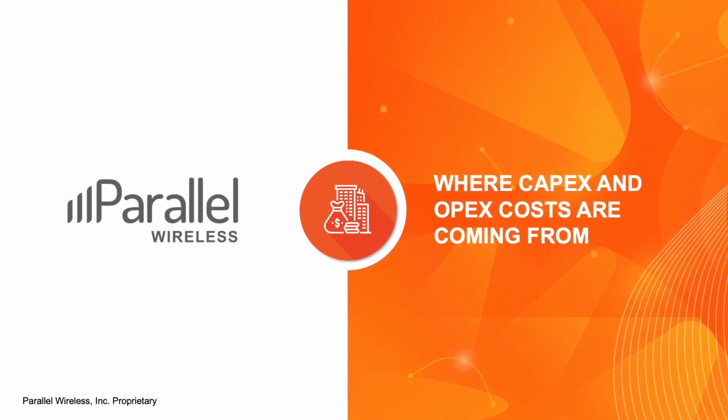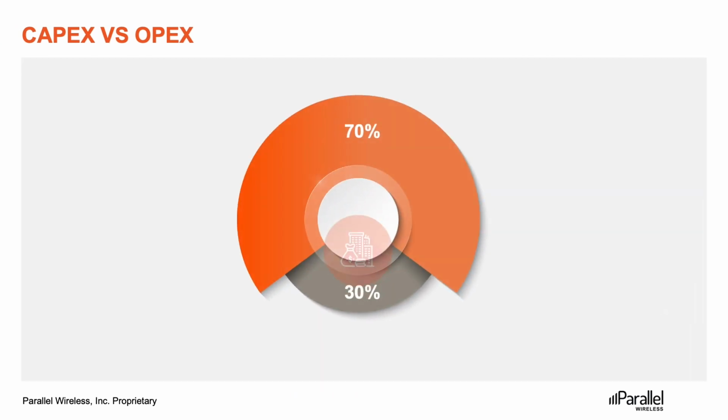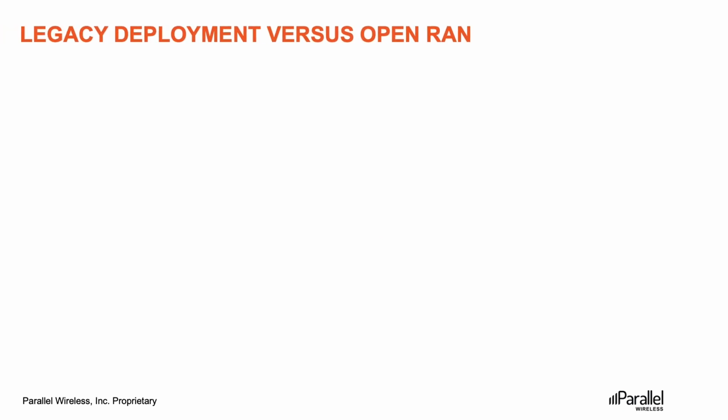Let's discuss a little bit about where CAPEX and OpEx costs are coming from. If we look at the total cost of ownership, the TCO, of a network, we can see that roughly 30% of it comes from CAPEX, which means initial investment, and 70% of it comes from OpEx, which is the ongoing maintenance and operational costs of a network. To understand how Open RAN reduces the OpEx and CAPEX values, we should look at the following slide, which shows a legacy deployment versus an Open RAN deployment.